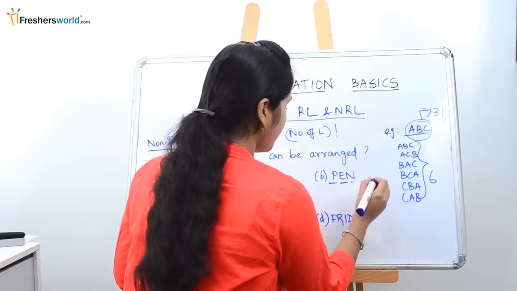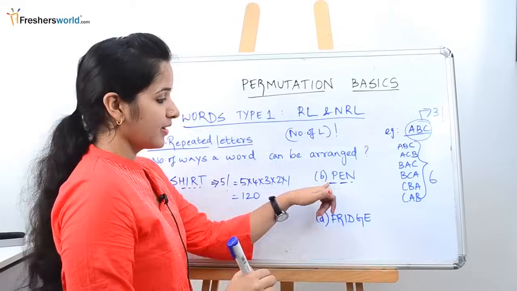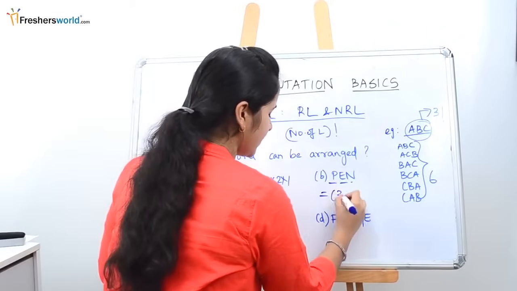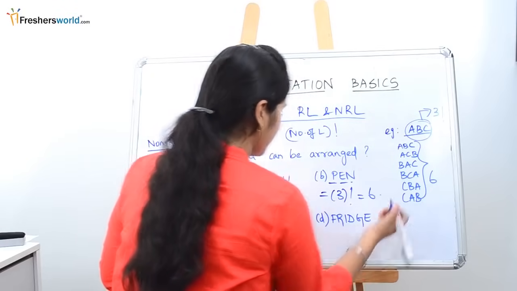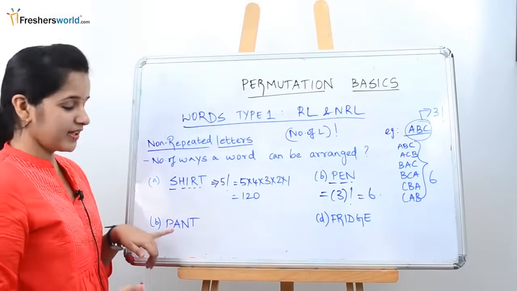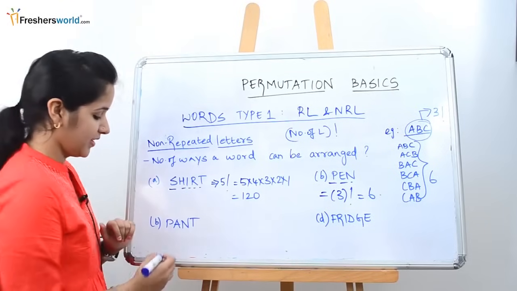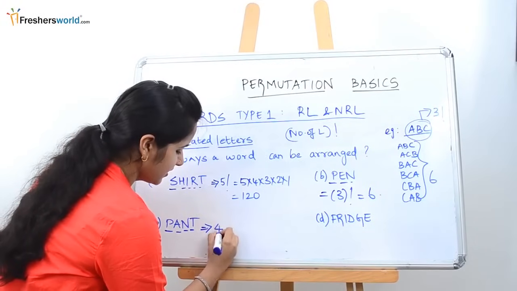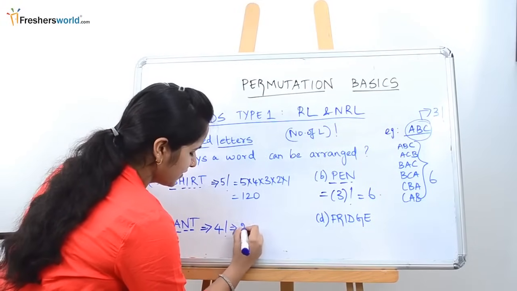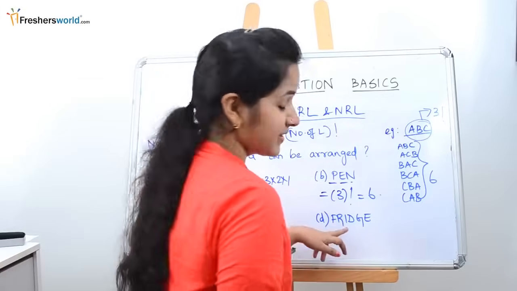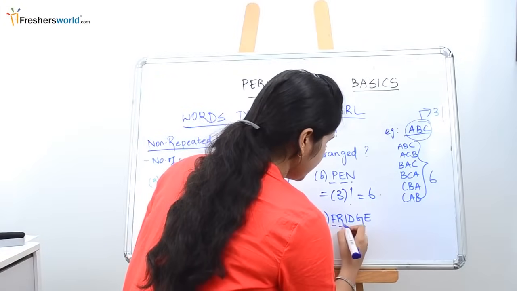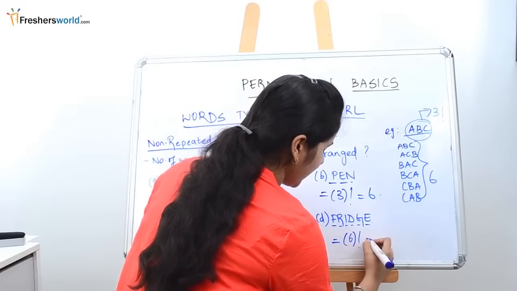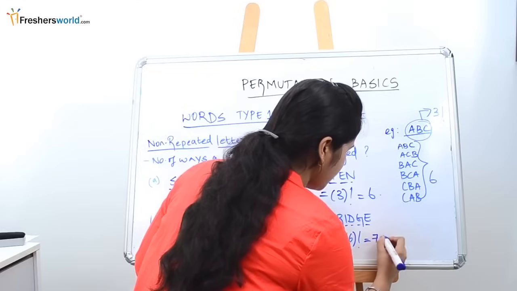They have given how many ways a word can be arranged: pen. There are 3 letters here. As per our formula, the number of letters is 3, so 3 factorial ways, which is 6. Let's take another example. They have given a word called pant. How many letters are there? 4 letters. What is the answer? It's 4 factorial, which is 24. Let's take another example. They have given 6 letters here. What is the formula? Number of letters and the factorial, which is 6 factorial, which is 720.